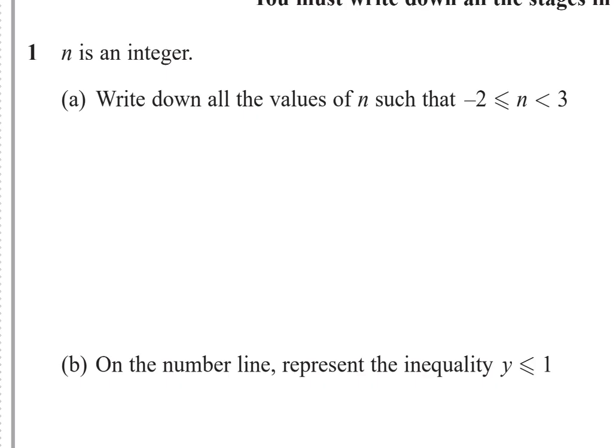Number 1. n is an integer. Write down all the values of n such that n is more than or equal to -2 and less than 3. So start from -2, -1, 0, 1, 2. Integers means the whole numbers, positive, negative, and 0.